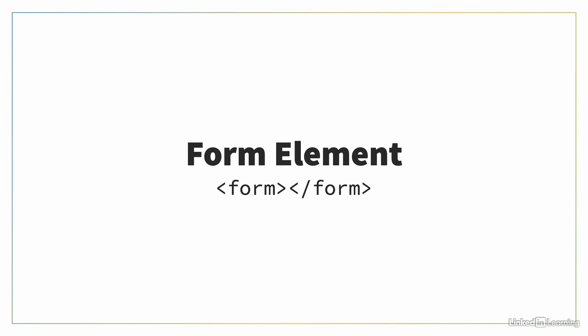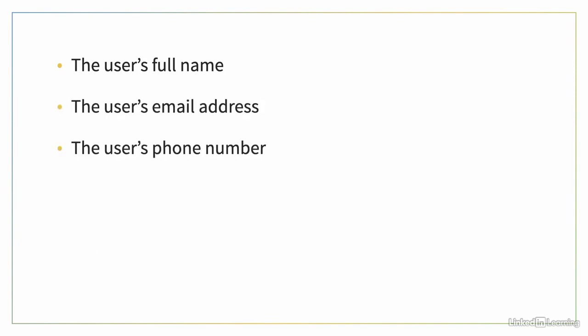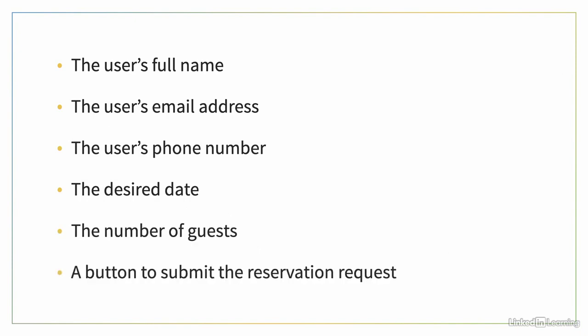The form element allows us to define a section of our web page for submitting information. Forms contain many other elements, including text inputs, buttons, select dropdowns, range sliders, and more. Let's say we're creating a form for users to submit a request for a restaurant reservation. Our form will include the user's full name, the user's email address, the user's phone number, the desired date, the number of guests, and a button to submit the reservation request.